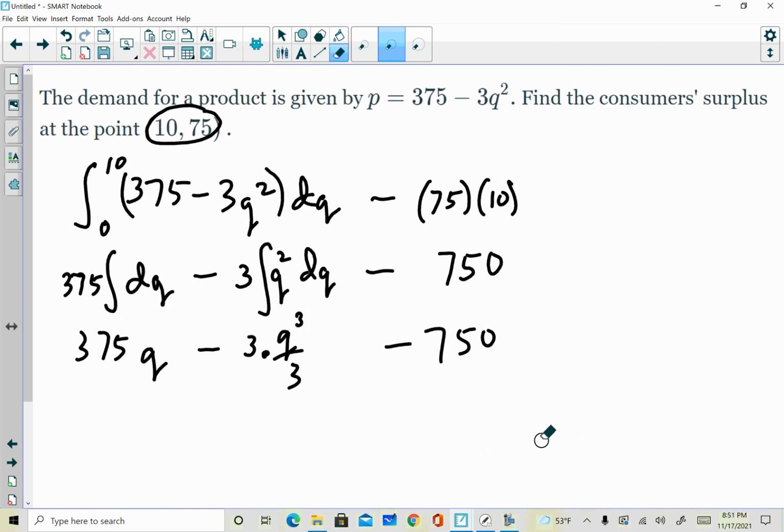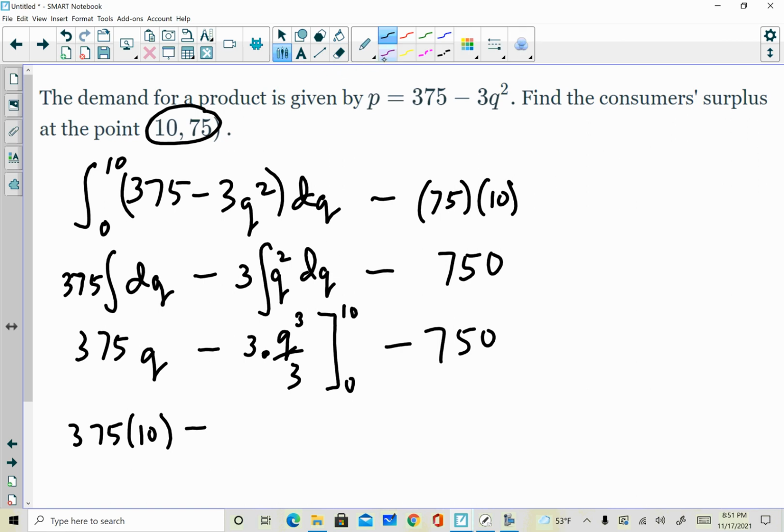Before I wrote this minus 750, I should put this bracket here with the 0 and 10 attached. So everywhere there's a q, we put 10. 375 times 10 minus, these 3's cancel. The q is getting replaced with 10. Q cubed becomes 10 cubed.